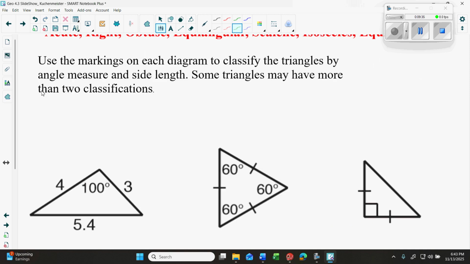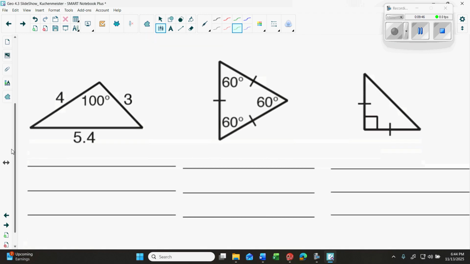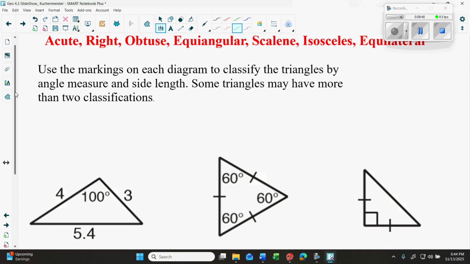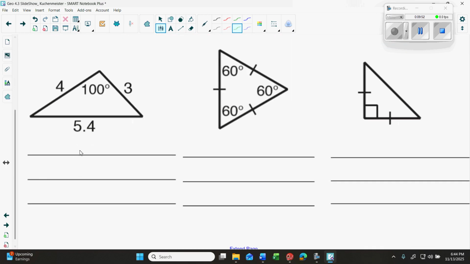All right, and lastly, what you had to do is classify these triangles. You use the markings on the diagram to classify the triangles by angle measures and side lengths. Some triangles may have more than two classifications. It always makes sense to have a classification by side and a classification by angle. Looking at this first one, if I look at the sides, all three sides are different lengths, so that is scalene. And then I only know one angle, it's 100, which is an obtuse angle, so that makes this an obtuse scalene triangle.